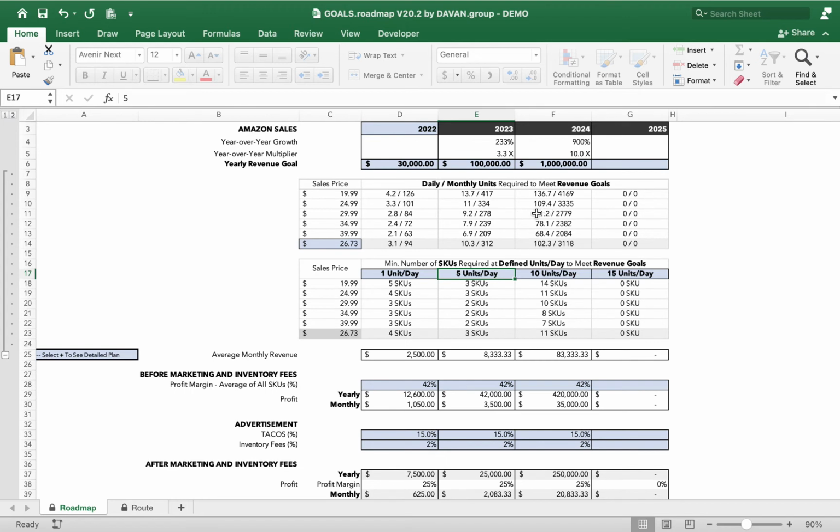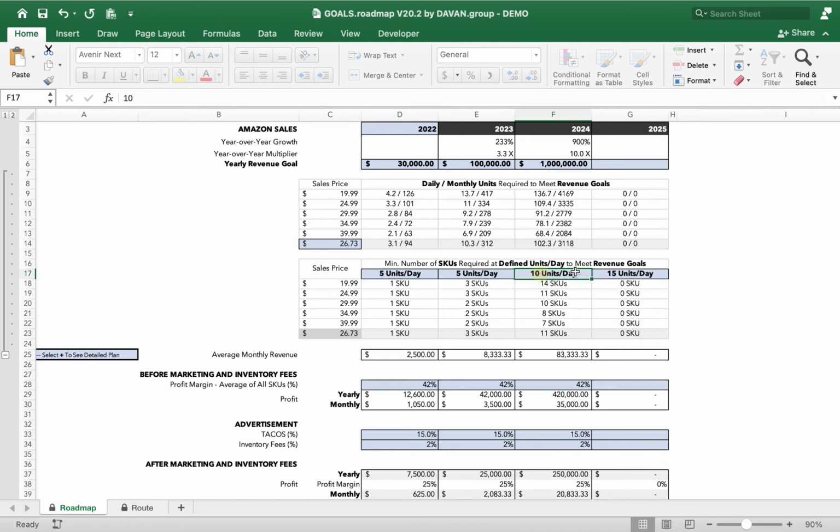So it's very simple. We're going to go in and we're going to say, okay, if I'm going to sell, let's say, 5 units a day, so I go ahead and put 5 units a day, then this sheet says, well, I only need one SKU to make the $30,000, okay, at these prices. So that's good to know, right? And it's essentially, you can put in this number here to verify that.